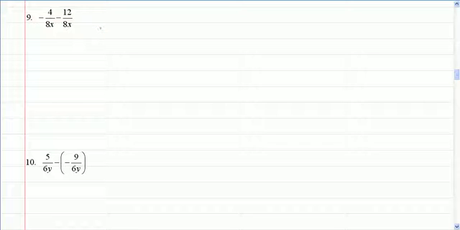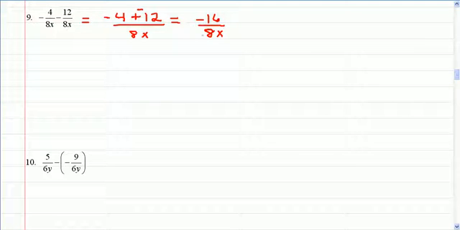For number 9, negative 4 over 8x minus 12 over 8x. So both denominators are 8x, so I have negative 4 minus 12 over 8x. In the numerator, if I follow keep, change, negative 4 plus negative 12 changes to negative 16, or negative 16 over 8x.